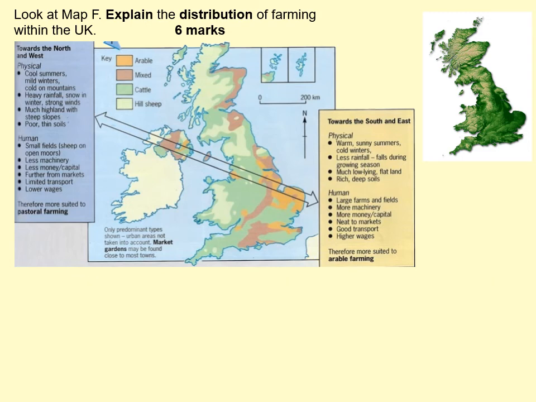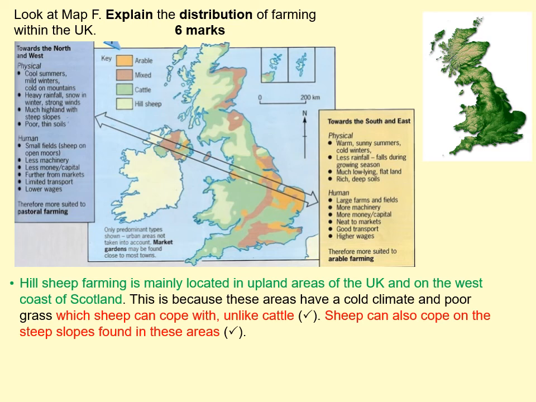All right, last area then, we're going to talk about hill sheep farming. So hill sheep farming is located mainly in upland areas of the UK and the west coast of Scotland. Excellent, we know that, we can see it on the relief map. Okay, now we need to explain it. This is because these areas have a cold climate and poor grass, which sheep can cope with unlike cattle. So here I've said why it doesn't matter that there's poor grass.